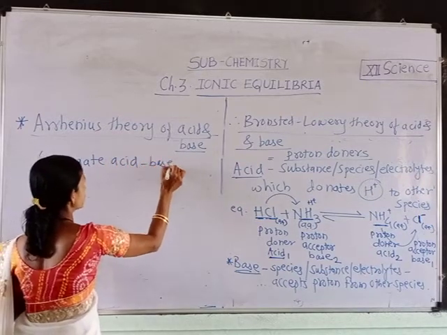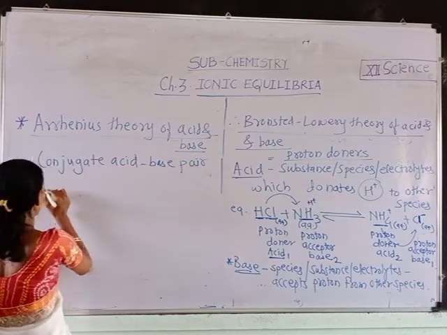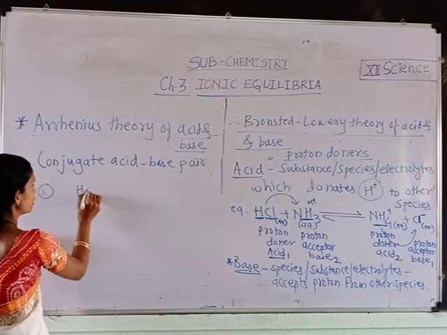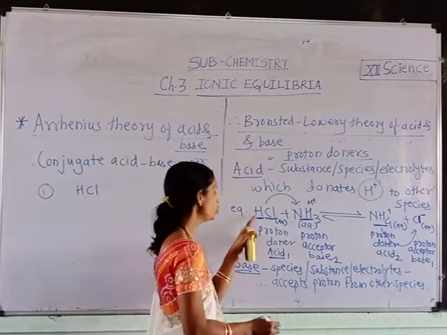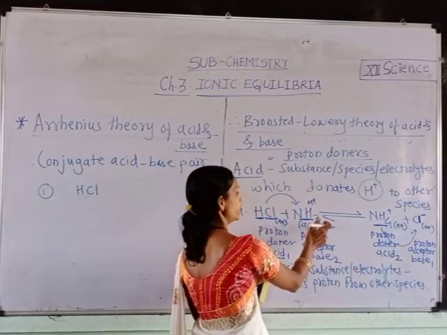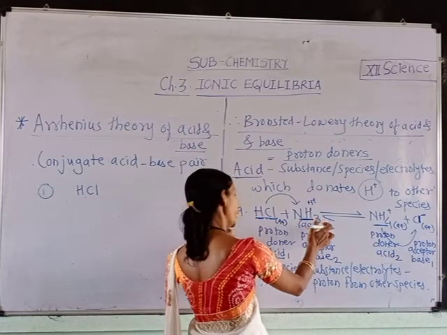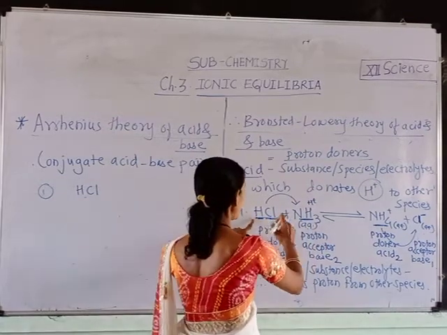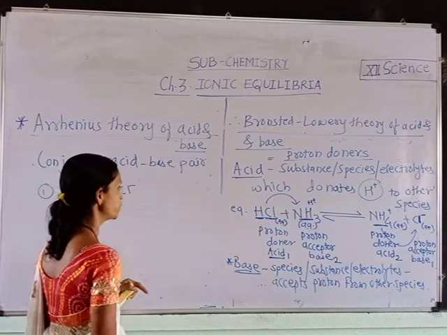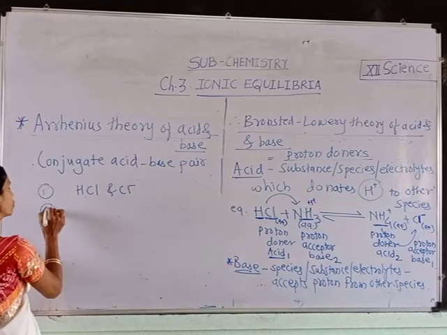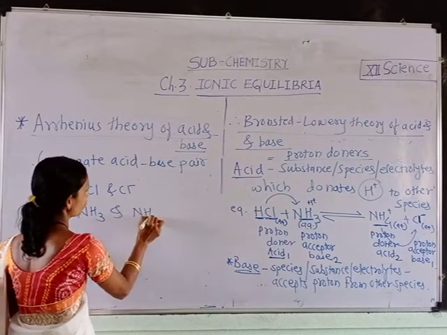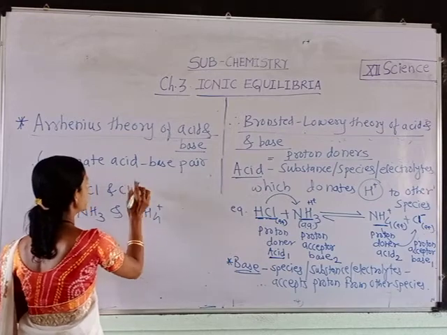Therefore there are two pairs of acid and base formed, which are known as conjugate acid-base pairs. Here one conjugate acid-base pair in this example is HCl, which is the conjugate acid of Cl minus. HCl and Cl minus are the conjugate acid-base pair. Similarly, there is one more conjugate acid-base pair, that is NH3 and NH4 plus are the conjugate acid-base pair.